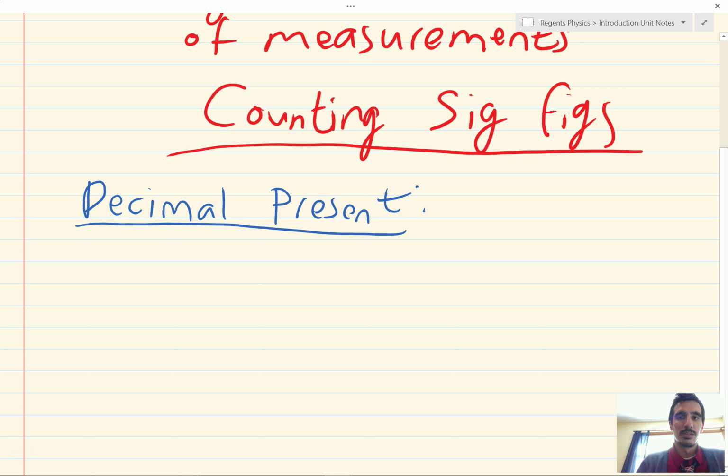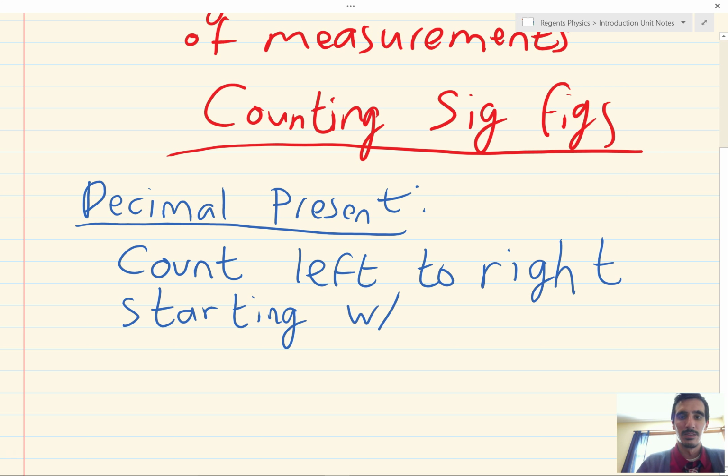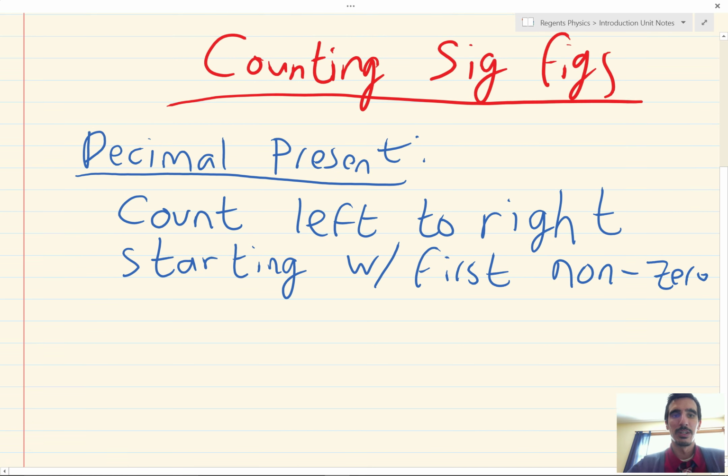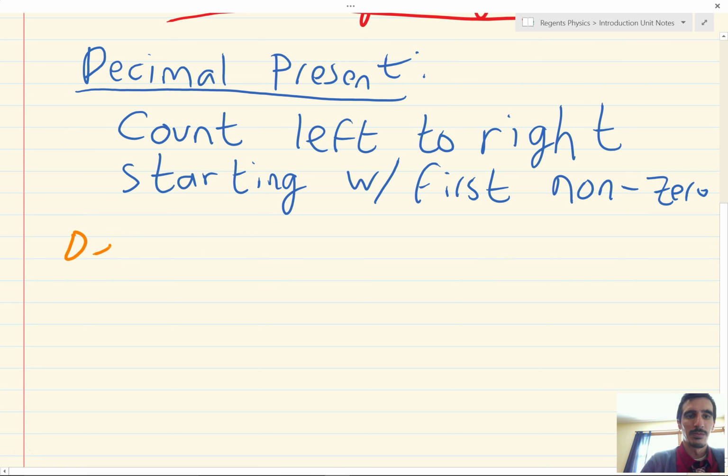What we do is count left to right, starting with the first non-zero number. So that's anything but 0. We'll do some sample problems together. Let's look at when the decimal is absent.